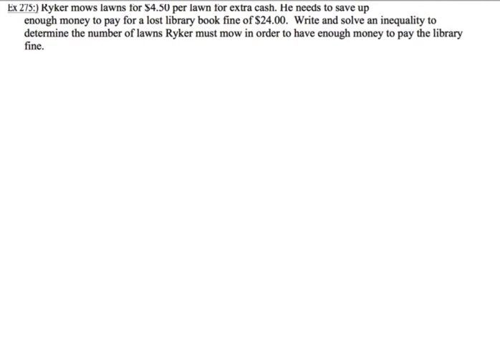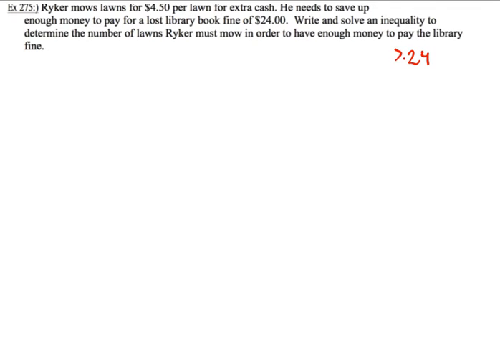Riker mows lawns for $4.50 per lawn for extra cash. He needs to save up enough money to pay for a lost library book fine of $24. Write and solve an inequality to determine the number of lawns Riker must mow in order to have enough money to pay for the library fine. Well, to have enough money, the library fine is $24.